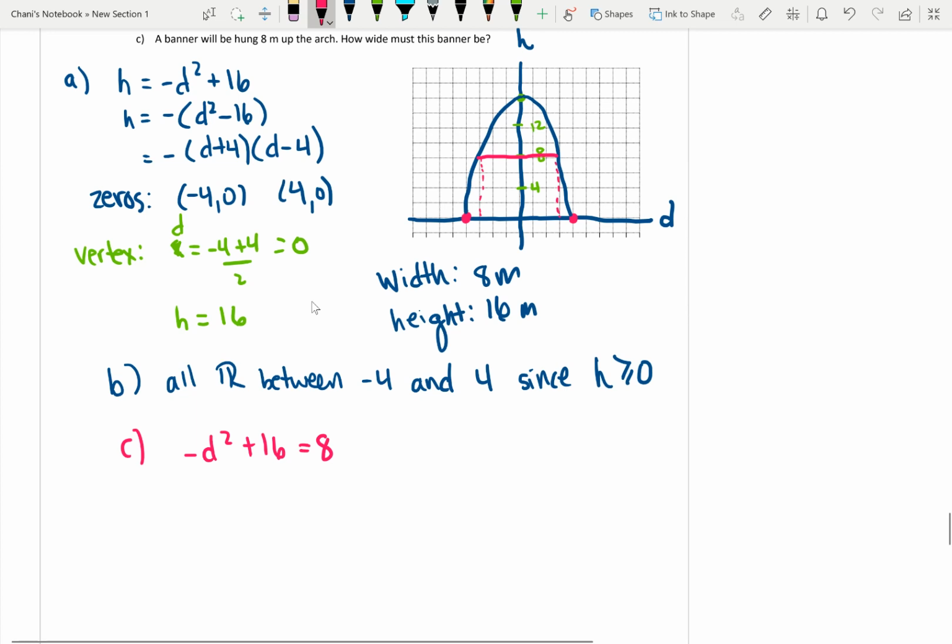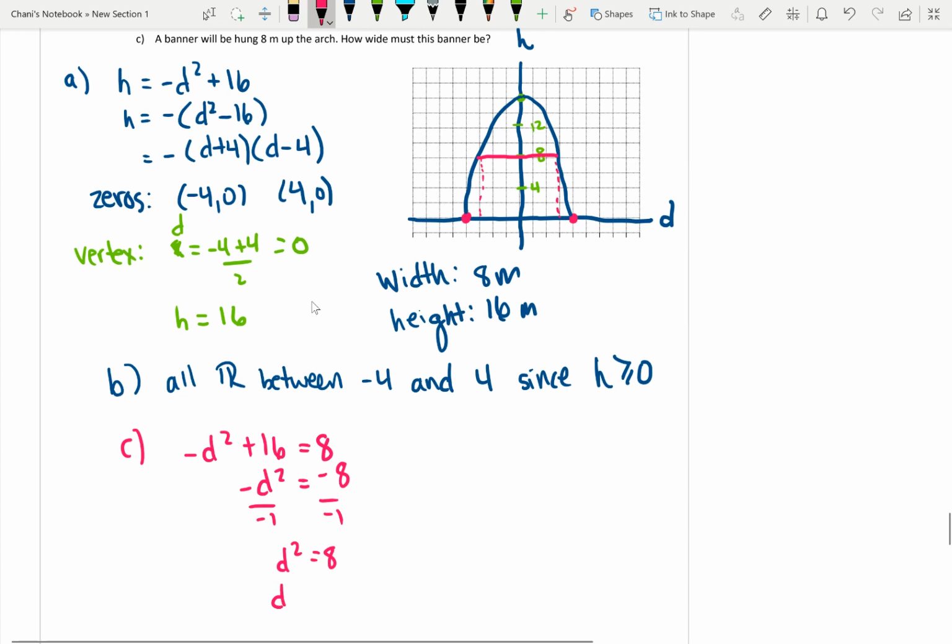Because we don't have a d value, only a d squared value, we can isolate d in this case. We can move the 16 to the other side to get negative d squared equals negative 8. We can do this because we don't have a d squared and a d, just a d squared. Now divide both sides by negative 1 to get d squared equals 8.